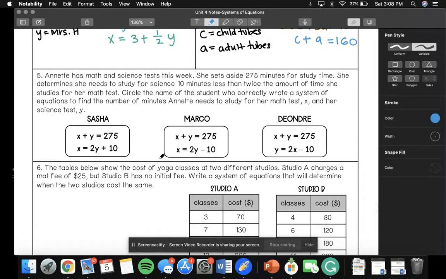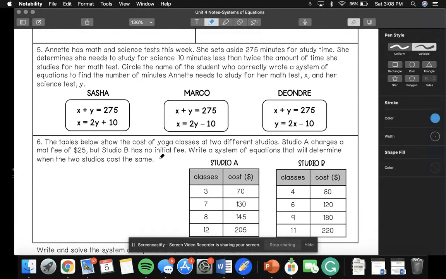Okay. Annette has a math and science test this week. She sets aside 275 minutes for study time. She determines she needs to study for science 10 minutes less than twice the amount of time she studies for her math test. Circle the name of the student who correctly wrote a system of equations to find the number of minutes Annette needs to study for her math test X and her science test Y. So go ahead and try to select who you think would be correct.